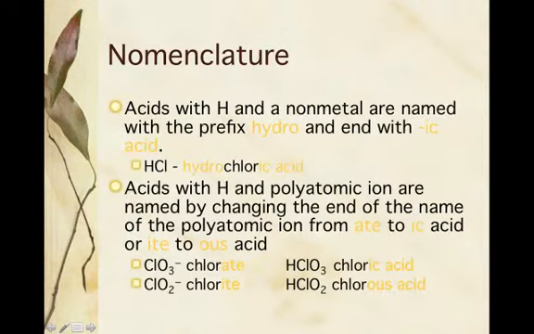Acids with hydrogen and a nonmetal are named with the prefix hydro and end with an IC ending. So HCl, it's hydrogen plus a nonmetal. Hydrogen and chlorine would be hydrochloric acid.